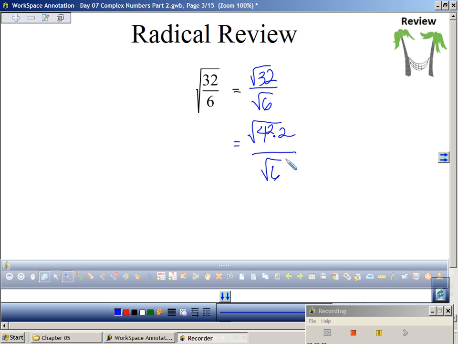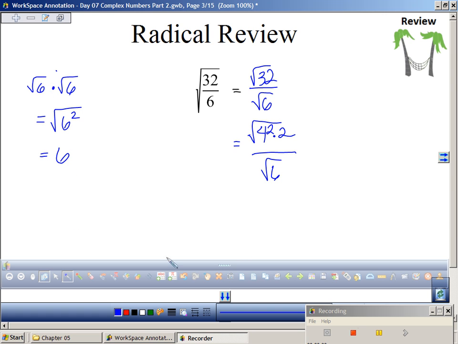Okay, important part here. You can't have radicals in the denominator. So, how do I get rid of a radical in the denominator? Well, I know that root 6 times root 6 is equal to root 6 squared. Therefore, it would just be 6.